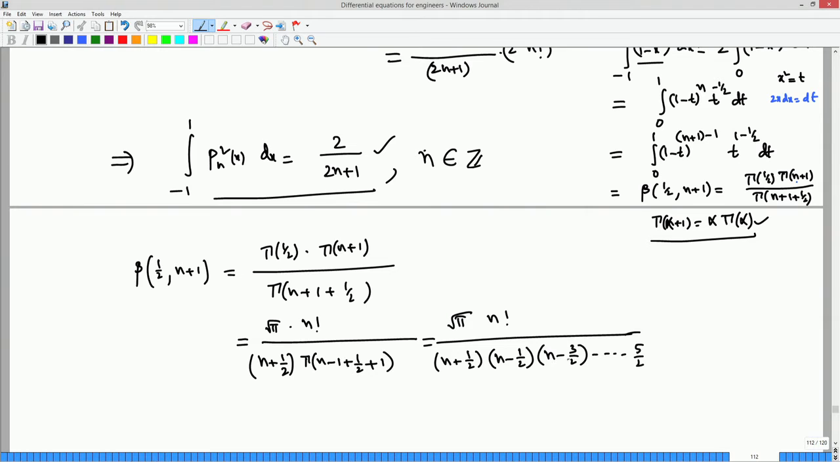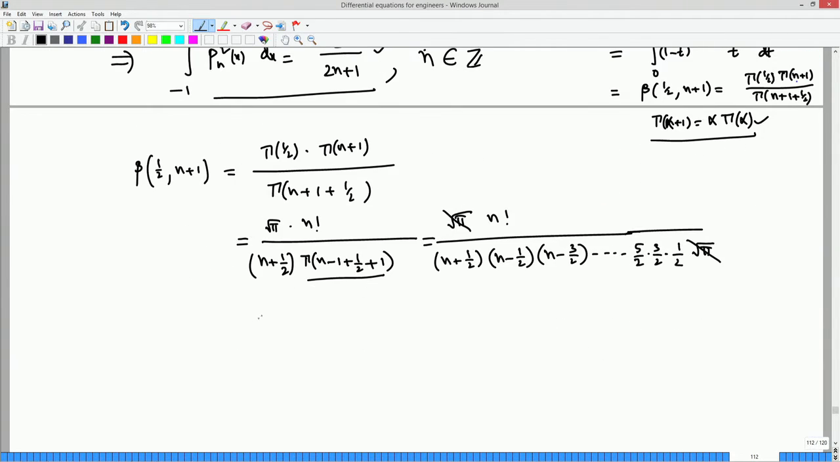Since n is a fixed natural number, if you keep on going, you have 3 by 2. So, you see 5 by 2, 3 by 2, and you finally get 1 by 2. When you get 1 by 2, gamma will be, for n equal to 1 for example, n equals 1, this is half plus 1, that is half into gamma half. The gamma half is again root pi. So, this root pi goes.